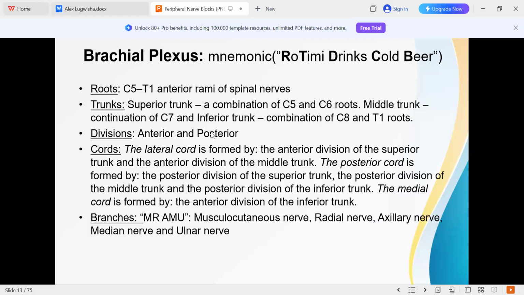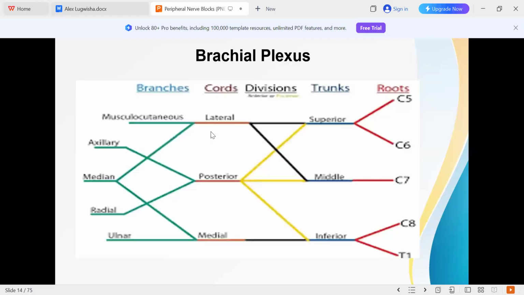Let's look at the diagram from here. These are the roots from C5 to C6, C7, C8, and T1. The trunks are divided into superior, middle, and inferior. The superior trunk is made by a combination of the C5 and C6 roots, while the middle trunk is a continuation of C7. The inferior trunk is made by the combination of C8 and T1.